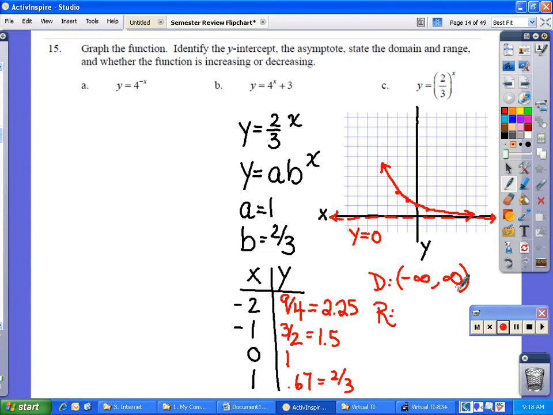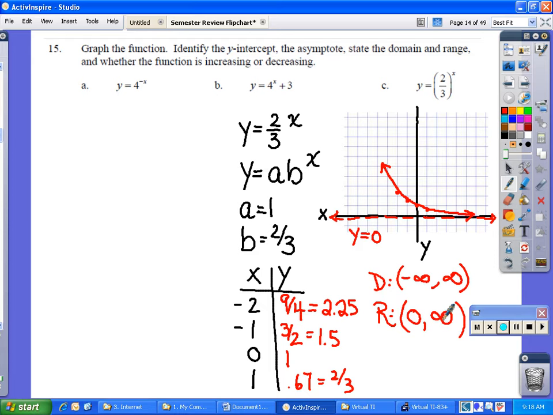Our range, remember, we go least to greatest. So our lowest value here, remember, it approaches 0 but never reaches it, so we don't include 0 in our interval, and then we go all the way up to infinity.